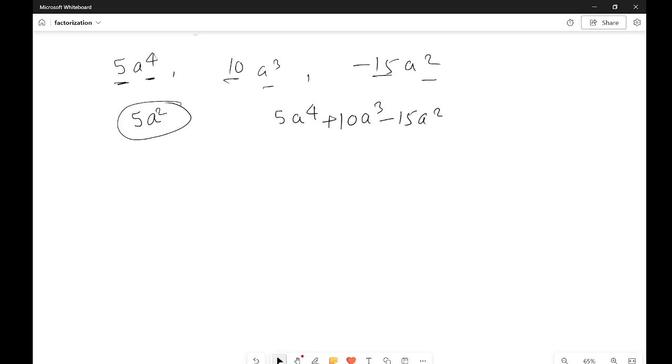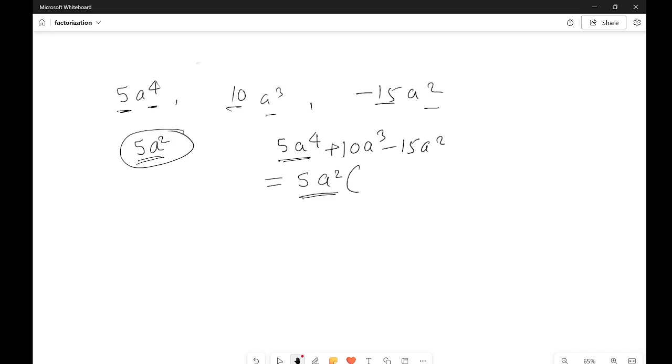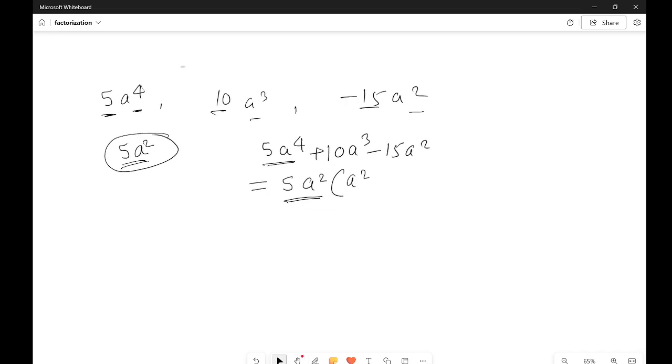Basically, all three terms for which we were finding the highest common factor, I put that into the expression. So 5a raised to the power 4 plus 10a cube minus 15a square. Now we know the common was 5a square, so the same expression I can write as 5a square, bracket starts. If I take 5a square common from 5a raised to the power 4, I will be left with a square.